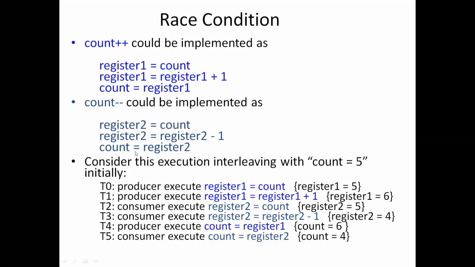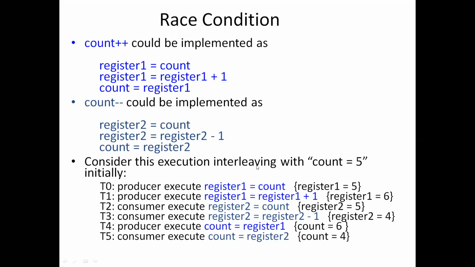The next statement is count equal to register 2. The register 2 value is now 4, and 4 we are updating in count. Here the producer is updating the count with 6, and the consumer is updating the count value with 4. What is the actual value of count here? Both the producer and consumer are concurrently accessing the shared data at a time. Here the shared data is the variable count. The producer is accessing and modifying the count, and the consumer also is accessing and modifying the count variable.